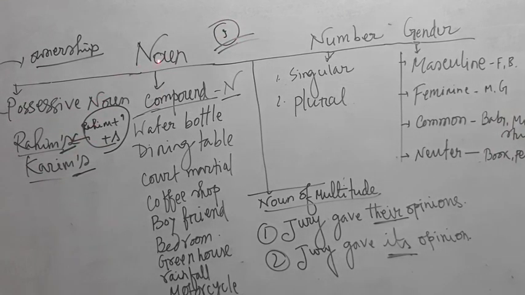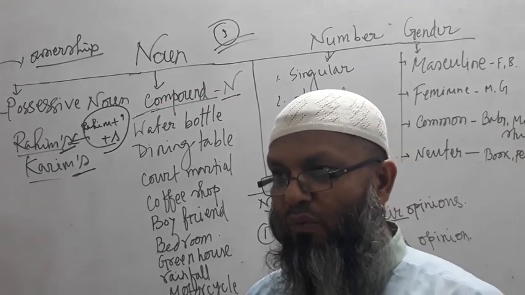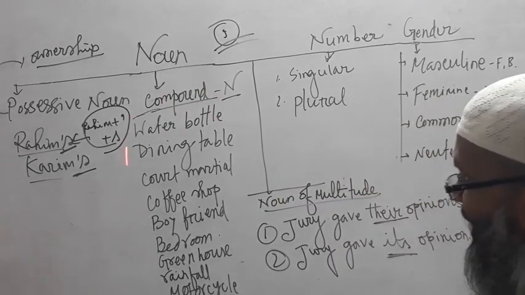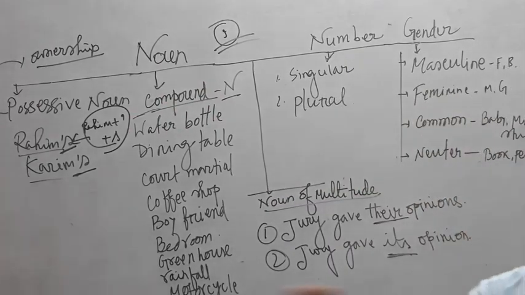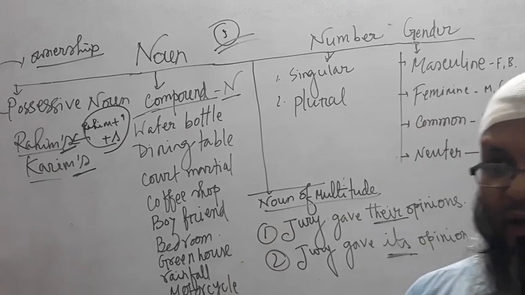Okay, and then come to next one, compound noun. It is also heard every now and then, compound noun. What are the compound nouns? When two nouns go together, okay, then it will be compound noun.